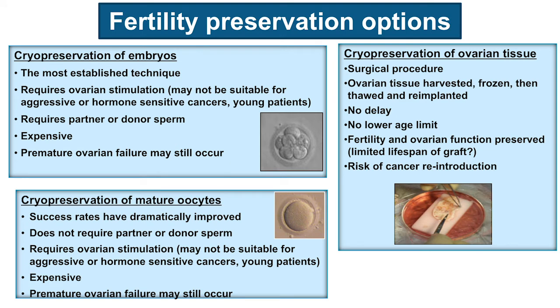So the third option is the cryopreservation of ovarian tissue, which is a surgical procedure where ovarian cortex is removed, it's frozen, and then later thawed and reimplanted at the original location or elsewhere in the body. The real benefit of this is that there is no delay. This can be performed immediately. And there theoretically is no lower age limit. So this is probably the only option that is available for very young girls.